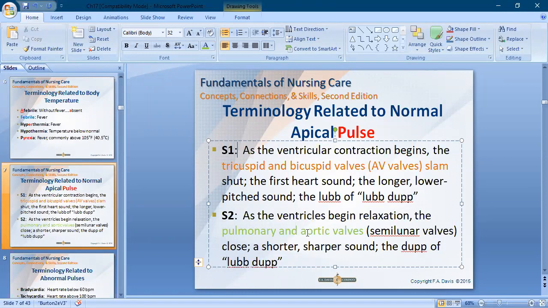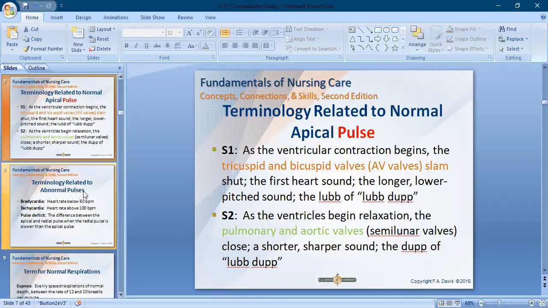Another name for the aortic valve is semilunar. Lunar means moon, right? Sometimes it looks like a full moon, sometimes half of the moon. When it is a half moon, it's called semilunar. So the aortic valve looks like a half moon, or semilunar. Okay, so this is important to remember, very important for the board exam.